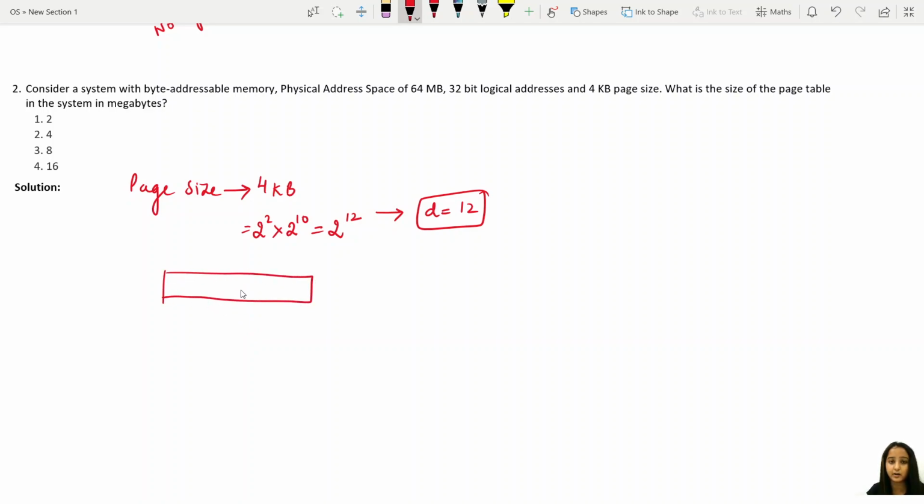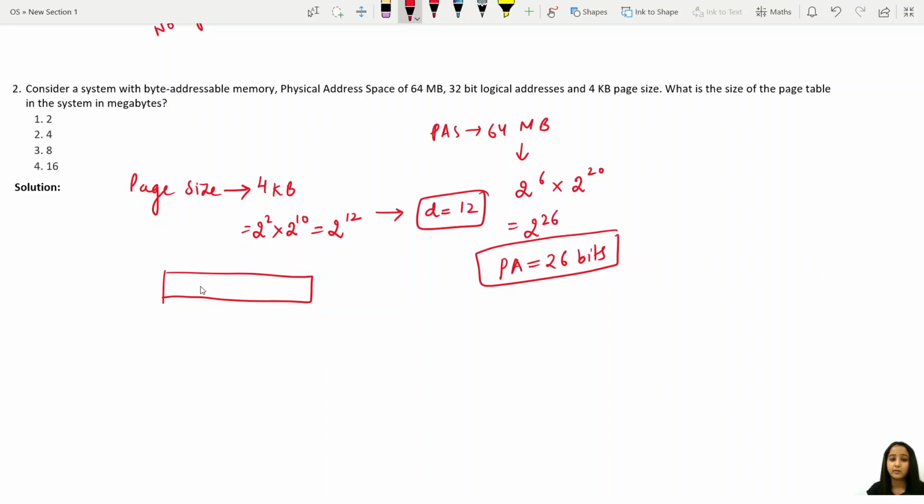Next we have to find out what is given. Physical address space is given, that is PAS. It is given 64 MB. What is it? 2 raised to power 6 into 2 raised to power 20. M is 2 raised to power 20. So how much is it? 2 raised to power 26. So what is the value of the physical address? It is 26 bits I'm talking about. Okay. So from here, this is the physical address, I can take it as 26 bits.